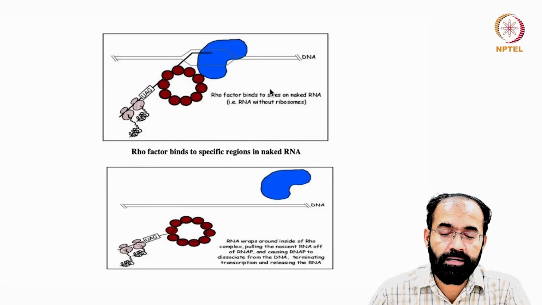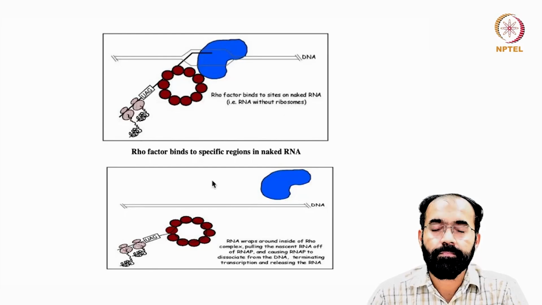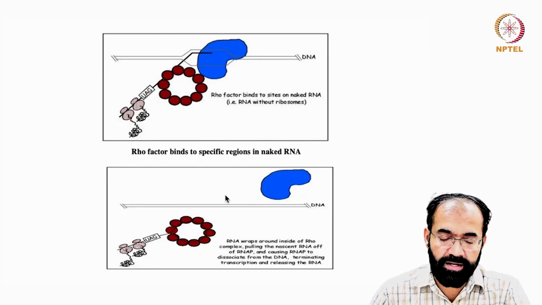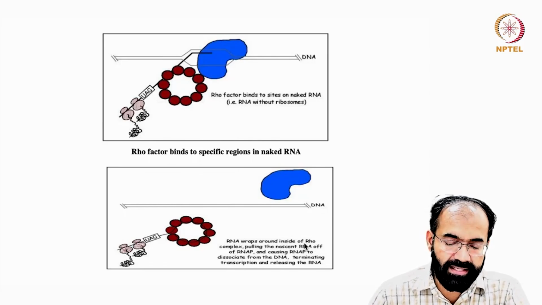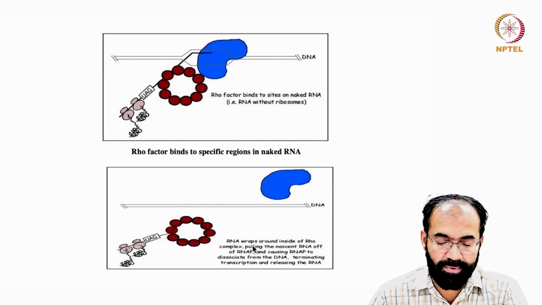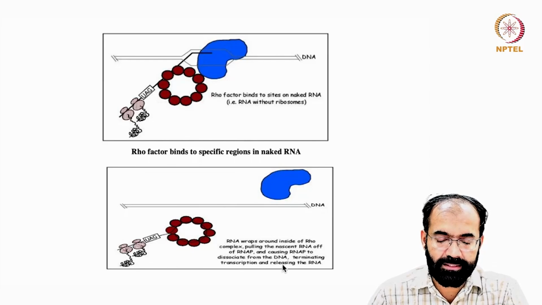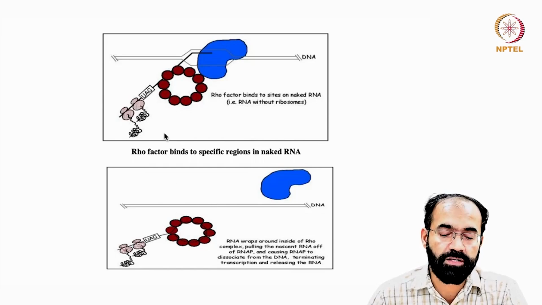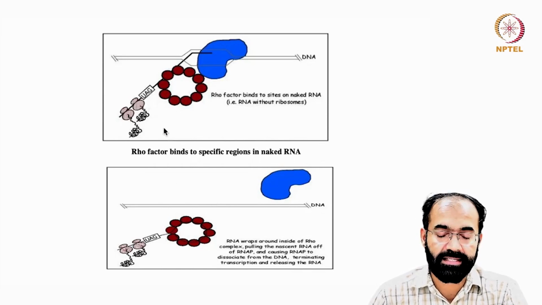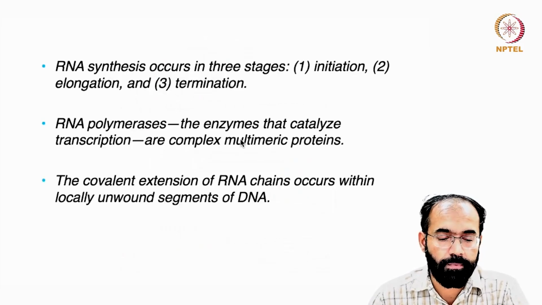And if Rho factor binds to the sites onto the naked DNA as soon as this is completed, then it can enhance the rate of detachment. So RNA wraps around inside of the Rho complex, pulling the nascent RNA off the RNA polymerase, RNA-P meaning RNA polymerase, and causing the RNA polymerase to dissociate from the DNA, terminating the transcription and releasing the RNA. Remember, there are multiple ribosomes standing in queue. So the first one only has completed, and the second, third, fourth, like that it will continue to complete, and newer ribosomes are adding from the 5' end.